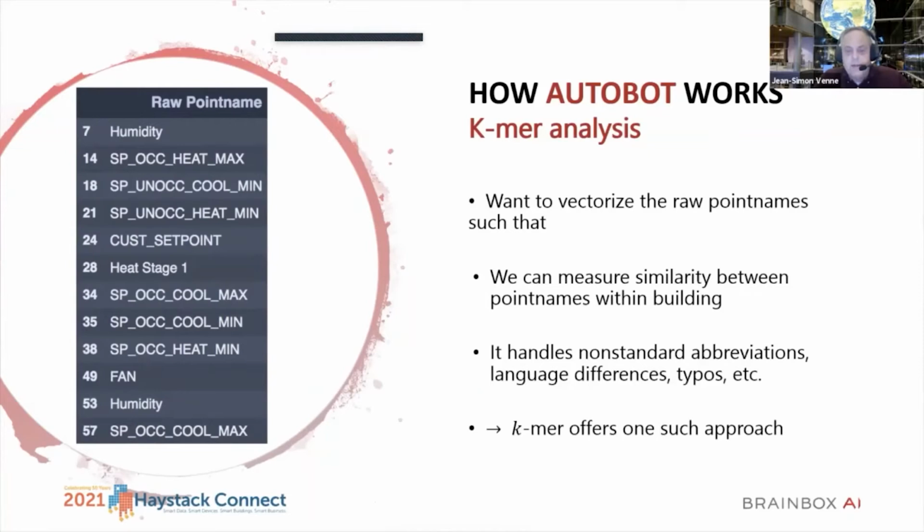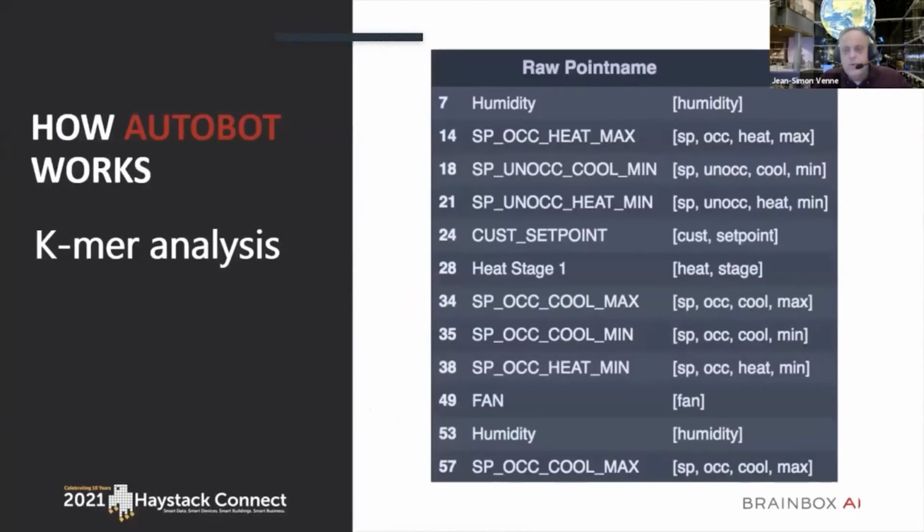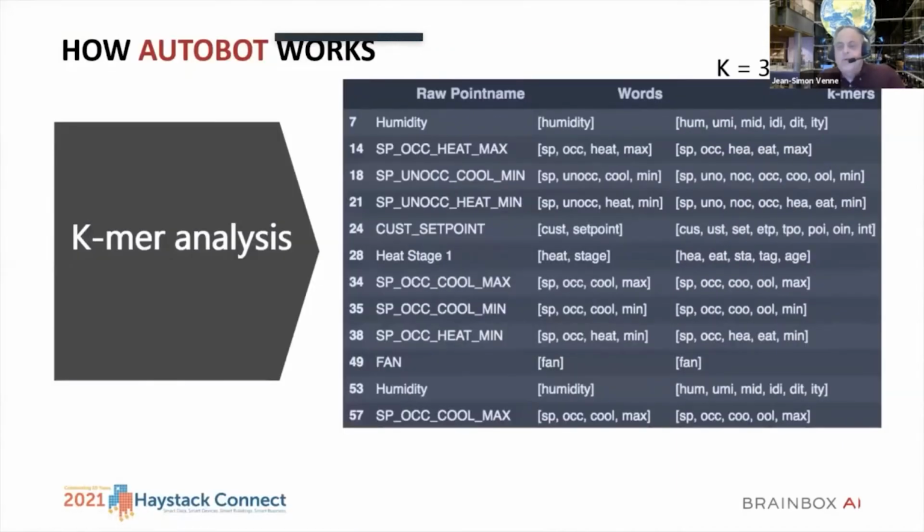The first step we do is decompose the raw point name into different keywords, which is usually done by decomposing that raw name into different words. We then put together the K-mer. We're using a base of 3 for the K-mer. So we decompose all of these words into 3-digit segments. If you look at the number 49, fan, it's pretty straightforward, but humidity becomes a very complex K-mer vector.